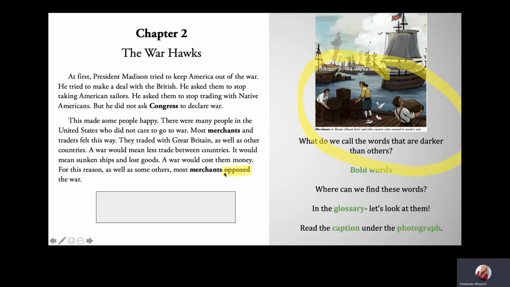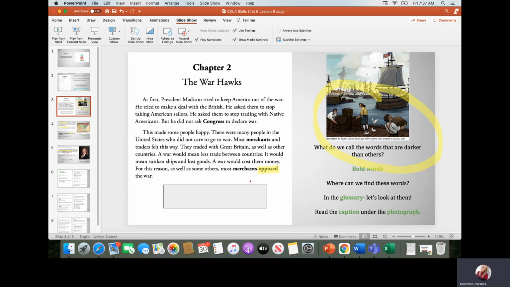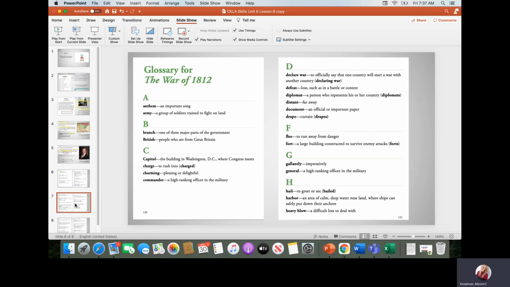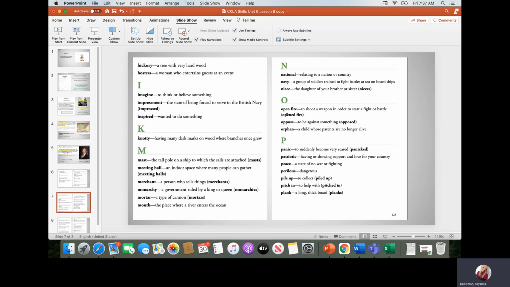Well, now let's talk about this other word, oppose, that I've highlighted. So let's look back at that sentence, how it's used. For this reason, as well as some others, most merchants opposed the war. What does that mean? Opposed the war. What do you think? Well, guys, if I'm uncertain when I'm reading a certain word and what it means, if it's bolded, we can take a look in the glossary, which is at the end of a story in a nonfiction text. So I'm going to come down. I found O, and I'm going to look for that word oppose. Oppose, here it is. To be against something. Okay, so opposed means to be against something.